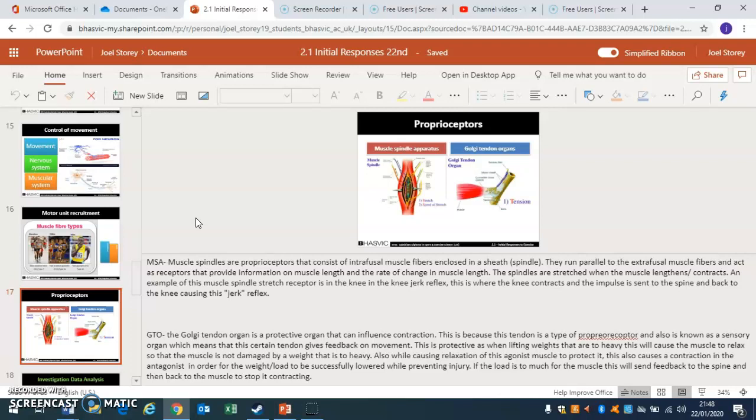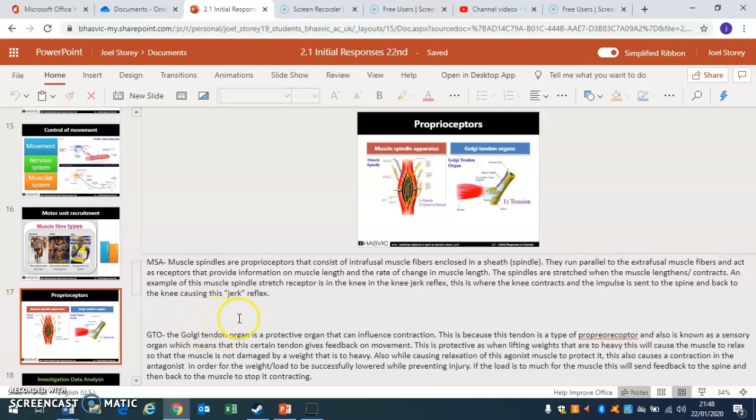This is where the impulse is sent to the spine and then back to the knee, causing a jerk reflex. This happens because the tendon that runs over the knee is a muscle spindle proprioceptor, which means when hit, this information will travel to the spine and then straight back, causing a reflex, as well as also sending another impulse to the brain, however a slower one, to let it know that this is happening.